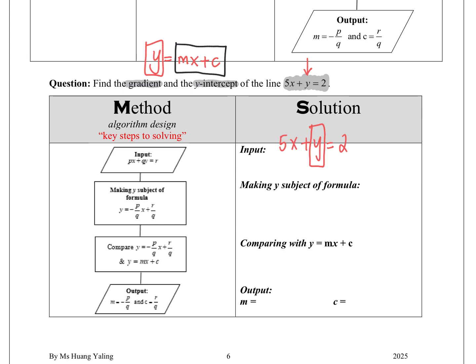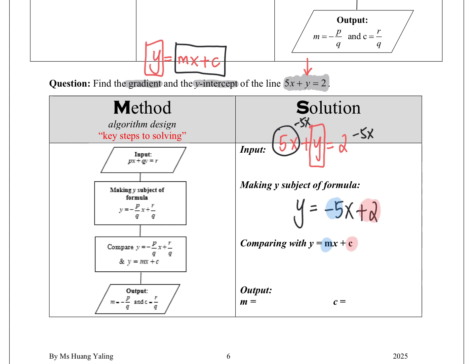So shift the 5x to the other side by subtracting 5x on both sides. So in this way, can you see that this is what you get? I shift the 5x to the right side, and then I get y equals minus 5x plus 2. So by making a comparison here, can you then see what is the y-intercept and what is the gradient?